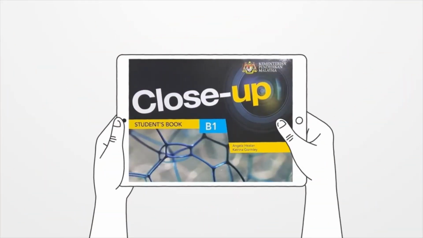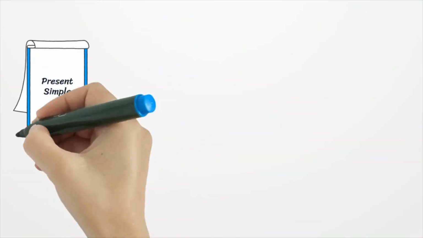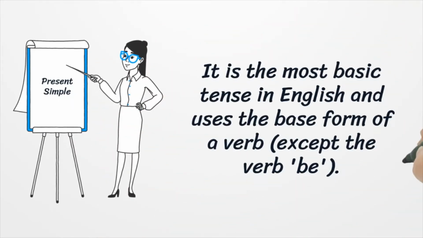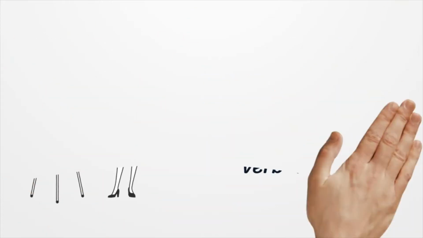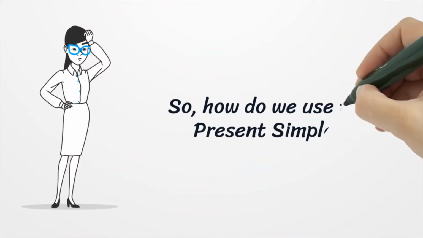Please get your Form 3 textbook and turn to page 9. What is present simple? It is the most basic tense in English and uses the base form of a verb. So, how do we use the present simple?